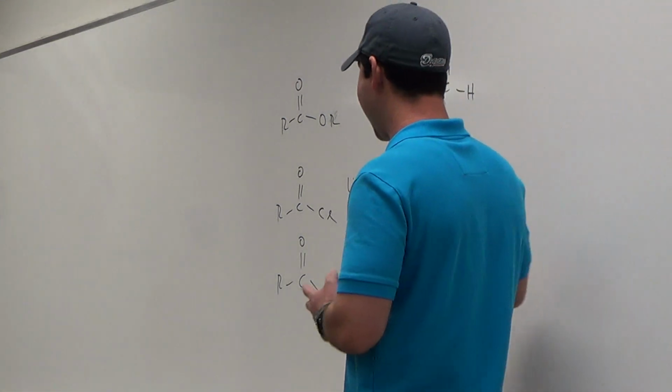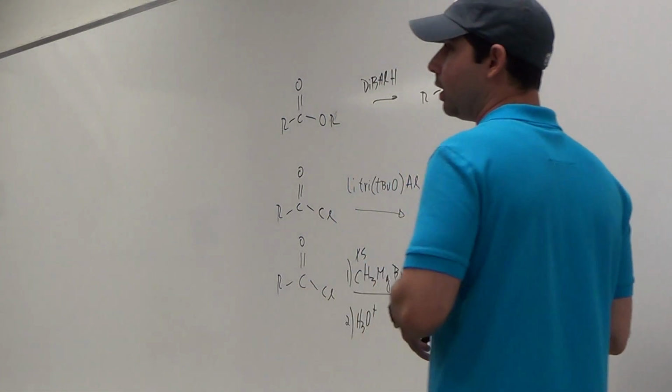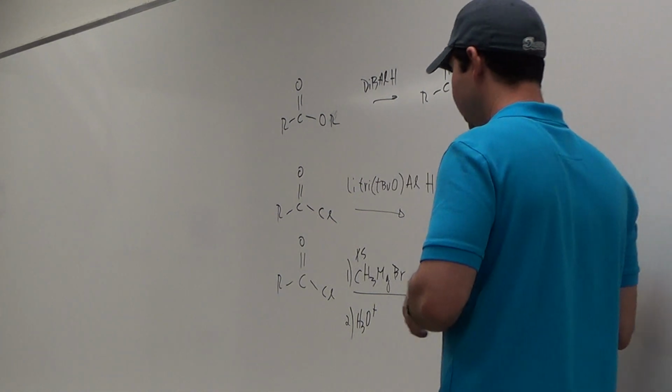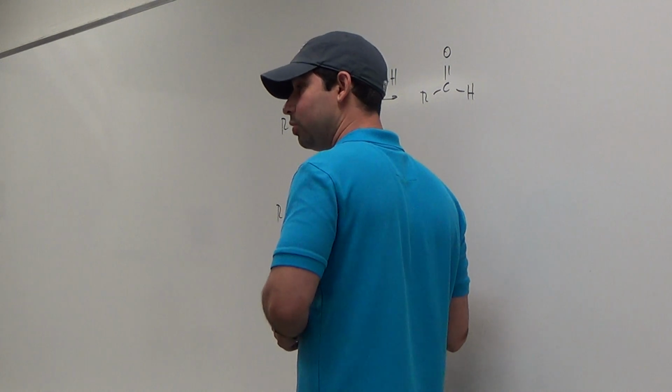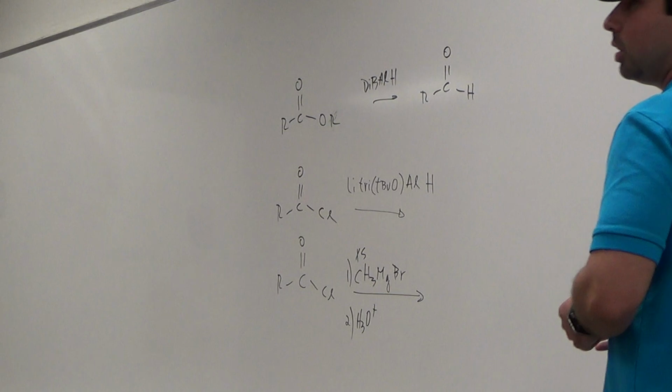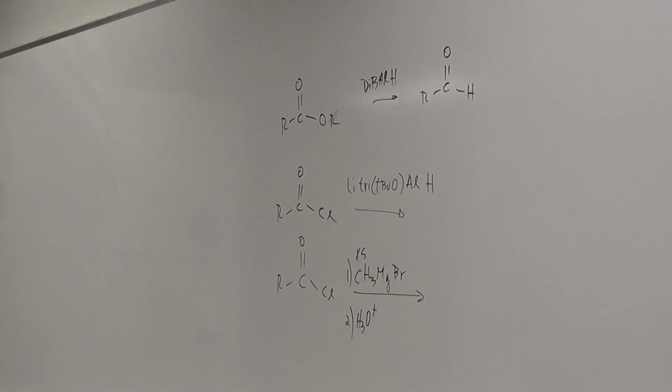How can I stop at the ketone with an acyl chloride? Take out the water? No. There's no water at the beginning, right? It's a dialkyl cuprate. If you have a dialkyl cuprate, that means the copper with the methyls, let's say, it will stop at the ketone. Why does it stop at the ketone? Because the dialkyl cuprate is less nucleophilic.